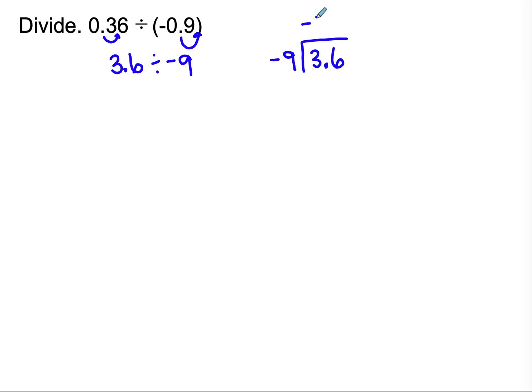9 does not go into 3 a whole number of times, so I'm going to put in 0. I'm going to bring that decimal straight up. 9 goes into 36 4 times. 4 times 9 is 36. 36 minus 36 is 0. So I'm done. My answer for this problem is negative 4/10. I'll rewrite it over here so it's just a little bit easier to see.